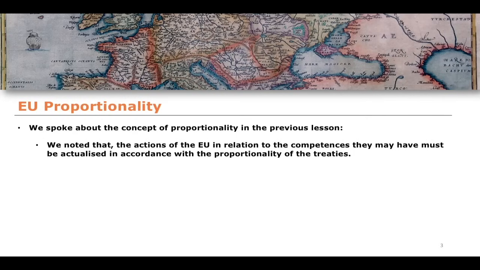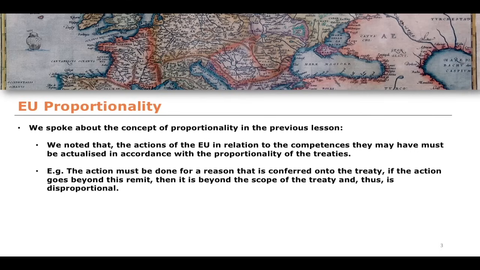If the treaties are prescribing the European Union with certain competences in certain policy areas, is the particular measure, whether that be a directive or a regulation, for example, actually in accordance with the treaties themselves, such that they are not going above and beyond what the treaties prescribed as a competence of the European Union? That is essentially what proportionality is telling us.